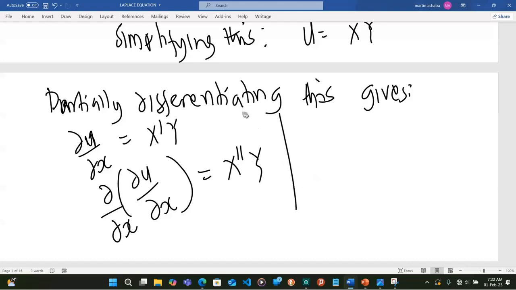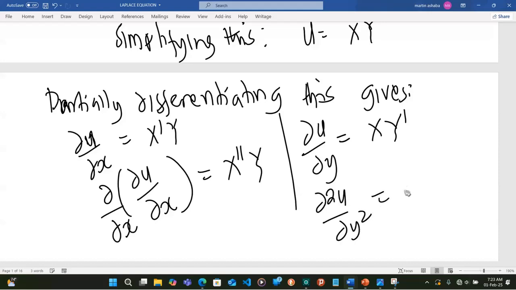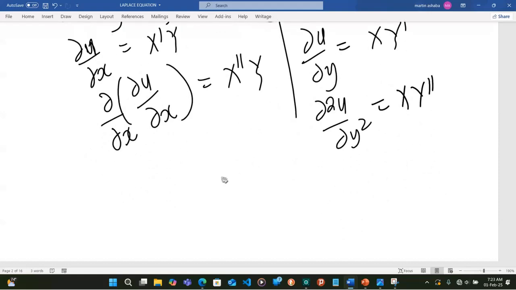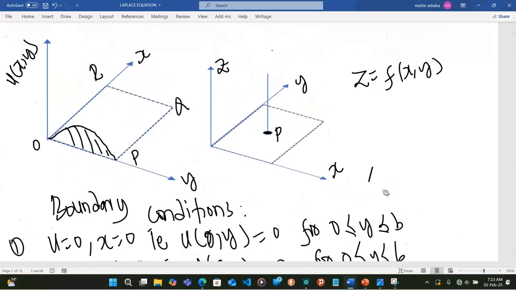So what about when we consider the y side, differentiating or partially differentiating this function with respect to y? That means I'll keep x a constant and then I vary y. So this becomes del u del y, and this is going to be X Y single prime. And then if we take a second partial derivative, this becomes del 2 u del y squared is equal to X Y double prime.